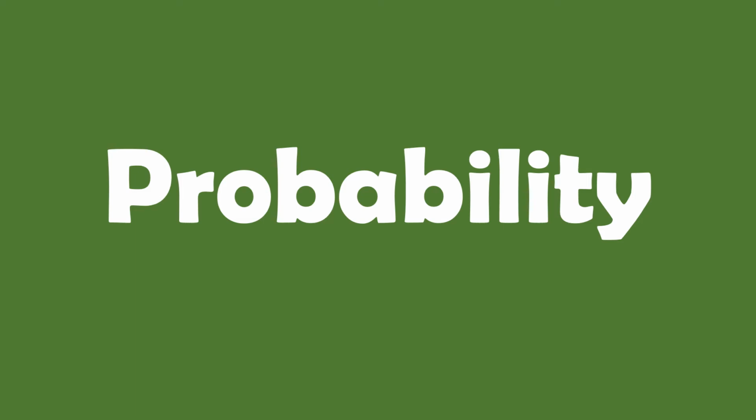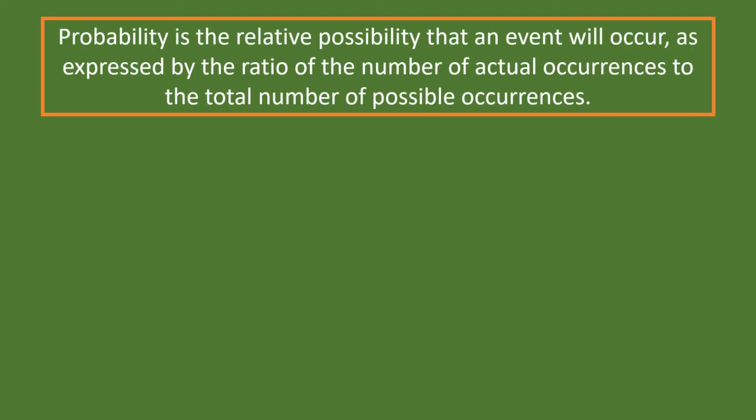This video discusses probability. Probability is the relative possibility that an event will occur, as expressed by the ratio of the number of actual occurrences to the total number of possible occurrences.